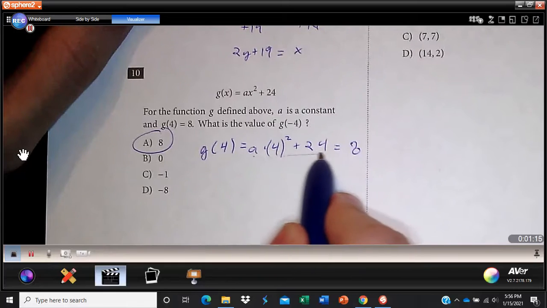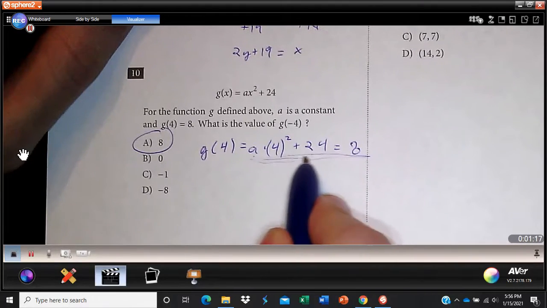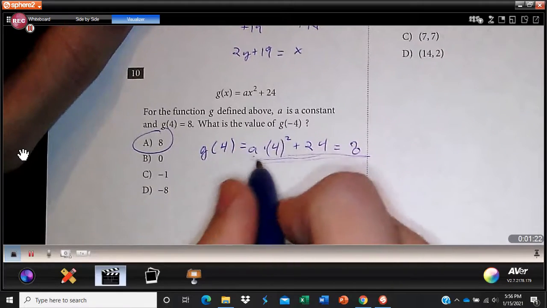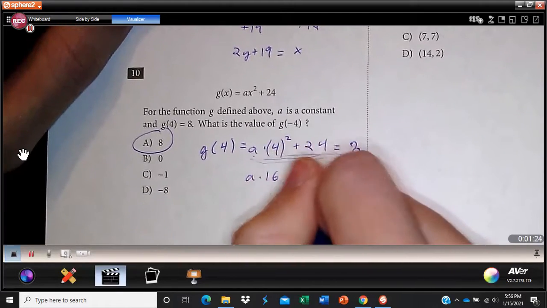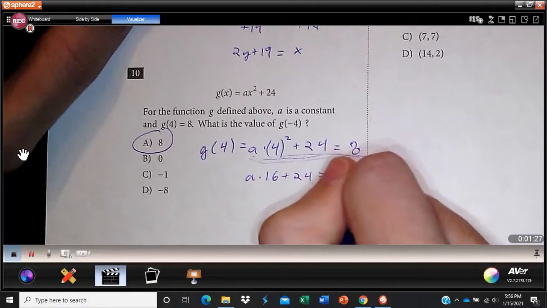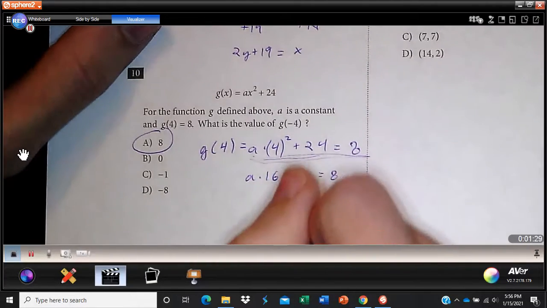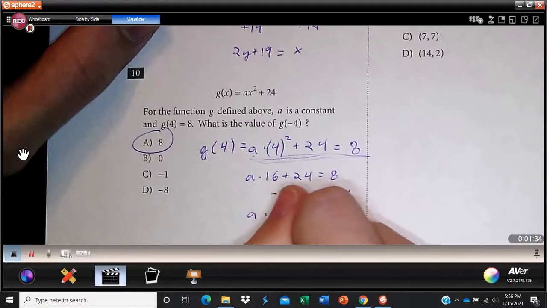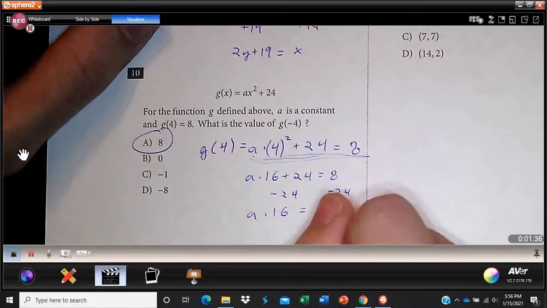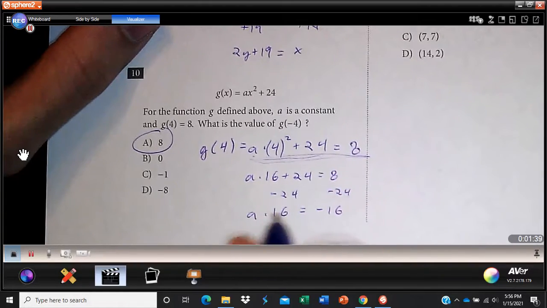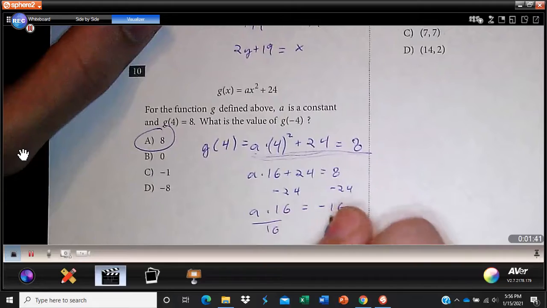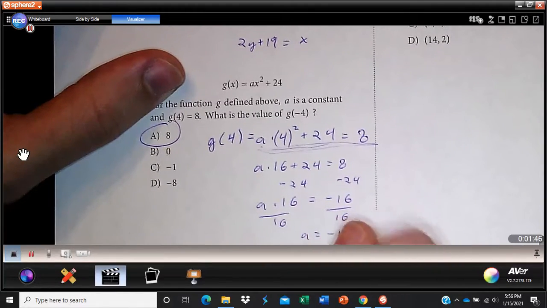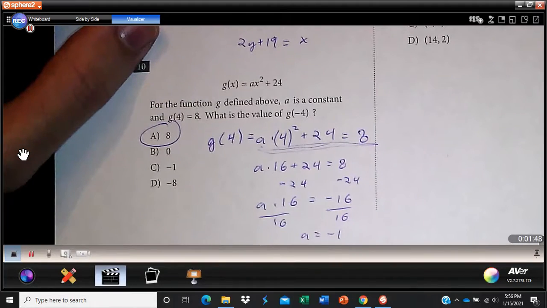So this is the equation that I can solve, and we can solve this for a. So let's do that. 4 squared, that's 16. So a times 16 plus 24 is equal to 8. I can subtract 24 from both sides. So I get a times 16 is equal to 8 minus 24, which is negative 16. And then divide both sides by 16, and I will get a is equal to negative 1. So I found what a is.